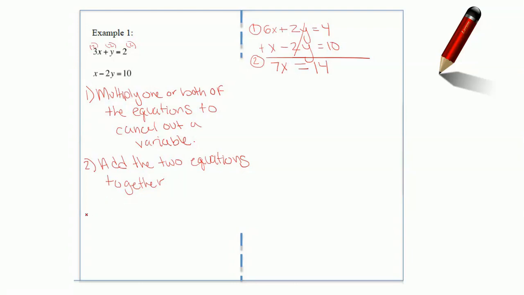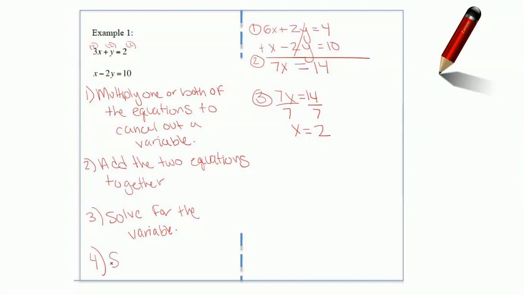Now, your third step, you're going to solve for the variable. We've got to solve this equation that came out. Let's divide by 7 on both sides. I'm going to get x equals 2. So we're almost done here. I already have a variable solved for.